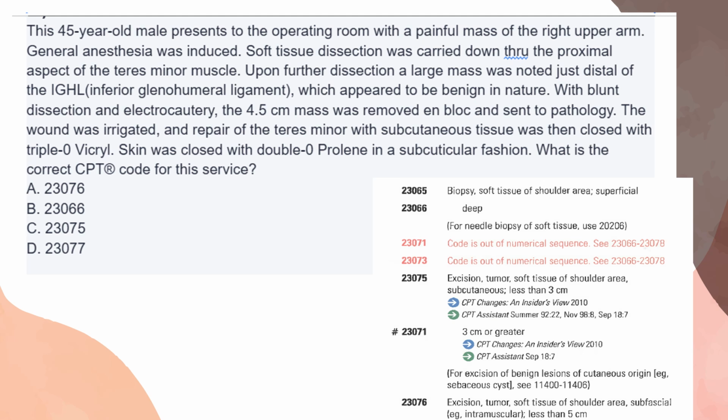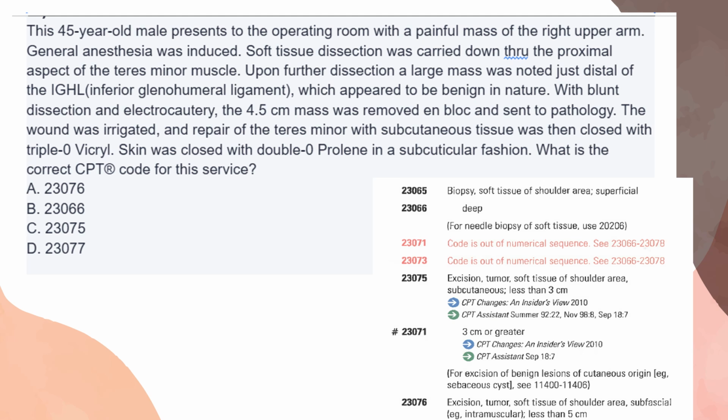A 45-year-old male presents to the operating room with a painful mass of the right arm. General anesthesia was induced. Soft tissue dissection was carried down through the proximal aspect of the teres minor muscle. Upon further dissection, a large mass was noted just distal to the inferior glenohumeral ligament, which appears to be benign in nature. With blunt dissection and electrocautery, a 4.5 centimeter mass was removed en bloc and sent to pathology. The wound was irrigated. The repair of the teres minor with a subcutaneous tissue was then closed with a triple O Vicryl. Skin was closed with a double O Prolene in subcuticular fashion.